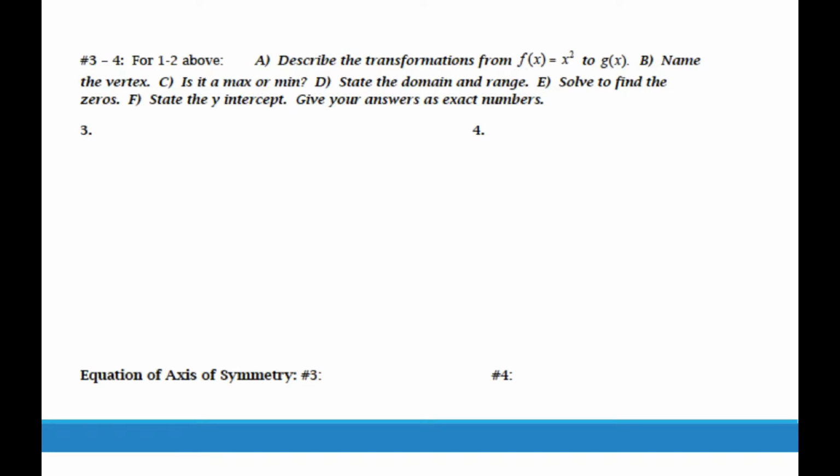We're going to describe the transformations, so how it gets from the parent function to what it is. We're going to name the vertex. We're going to state if it's a max or a min. We're going to state the domain and range. And then we're going to solve to find the zeros, which means the x-intercepts as well, same thing. We're going to state the y-intercept, and we're going to use exact numbers.